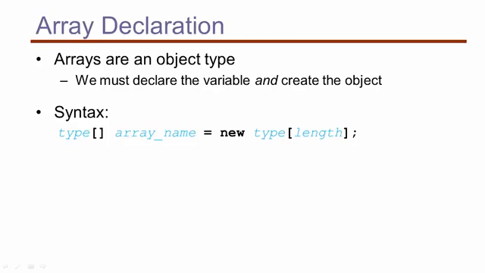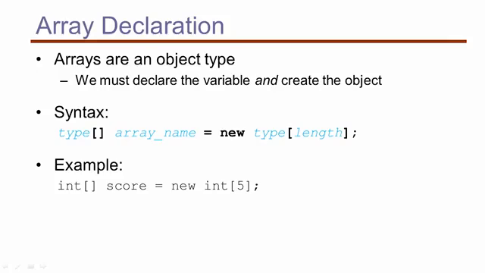We then create the array object with a new operation where we specify the base type of the array again, and in this case we specify the desired size of the array in the square brackets. Once the array object is created, we can then assign it to the array variable. Here is an example. We see the declaration int square brackets score gets assigned new int 5. This creates an integer array object of 5 elements and assigns it to the integer array variable score.